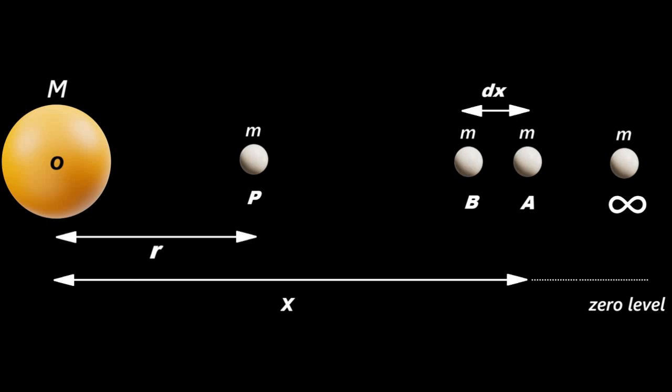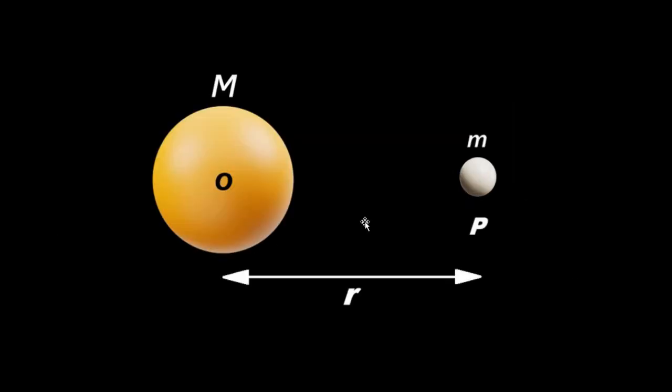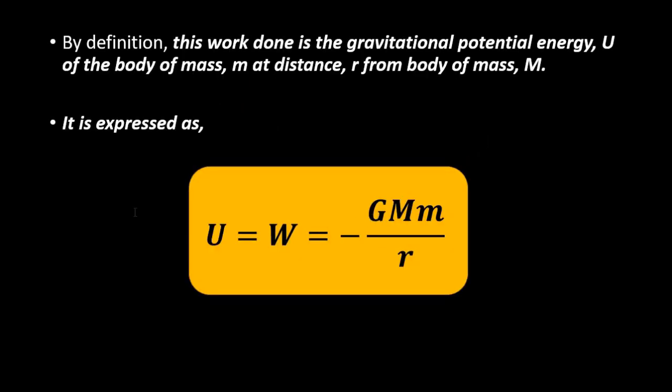So in this case, the gravitational potential energy of the two mass system will be equal to minus G capital M small m by small r. Here capital G is the universal gravitational constant, capital M is the source mass, small m is the test mass, and small r is the separation distance.